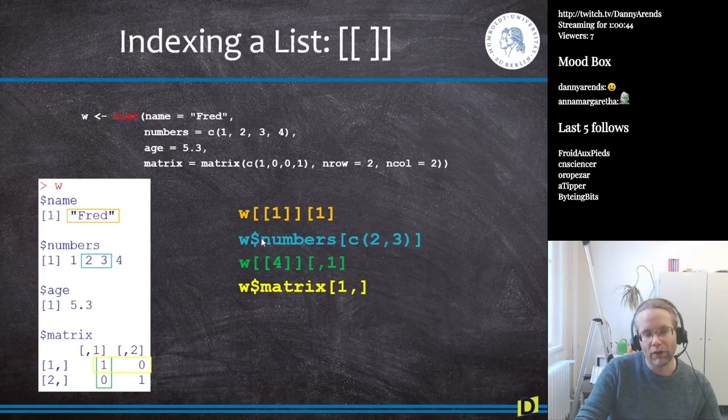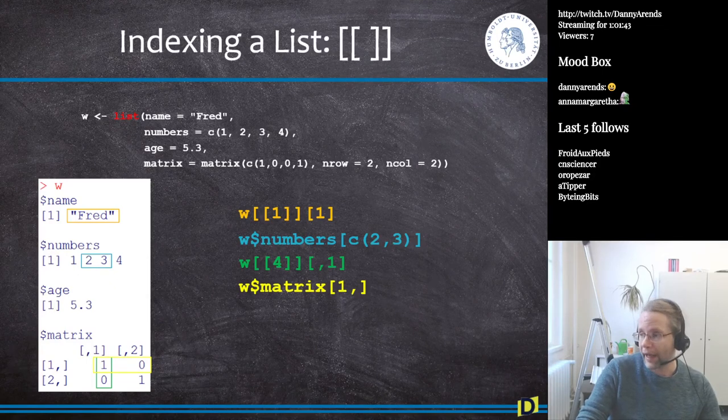I could also use the dollar operator, and instead of having to do double square brackets and giving it the index, I can just say from W, select the numbers vector, and then from this numbers vector, select the second and the third element. Then it will give me back 2, 3, so this part of the vector. Of course, this can only be done when you use names. If you don't assign names to the objects, then you have to use the double square bracket. So I could use W dollar matrix 1 comma, which will give you the first row of the matrix, which is stored in W. And you can get the first column the same way, but here I'm using indexing. So here I use the number. So from the fourth element of W, give me the first column. And these two are more or less equivalent, except for the fact that here I'm asking for the first row and here I'm asking for the first column.